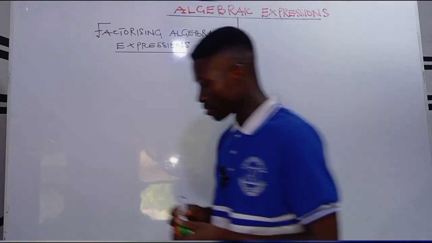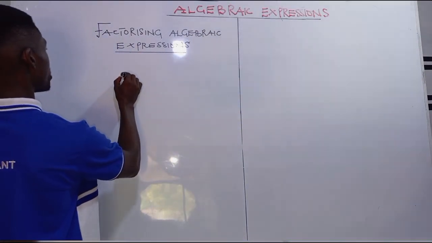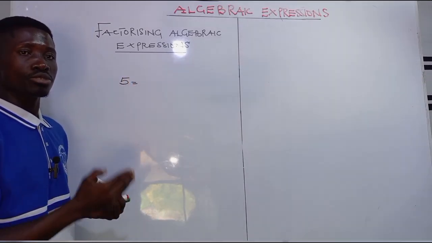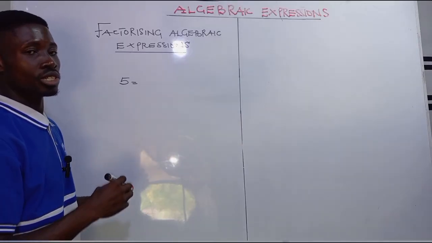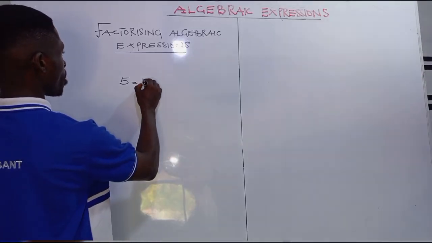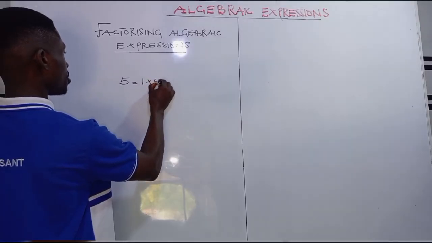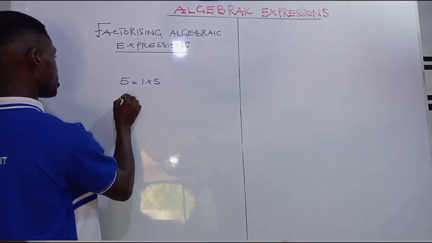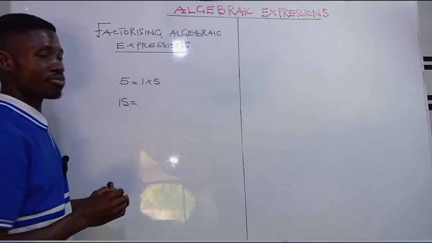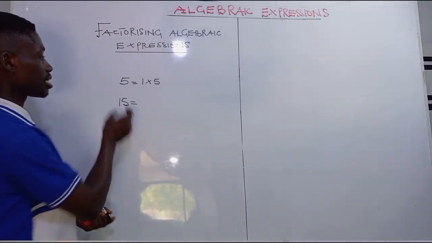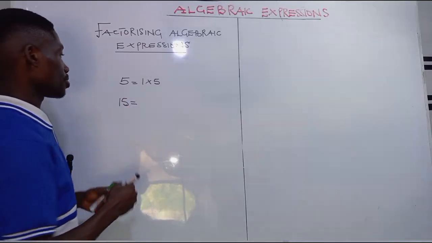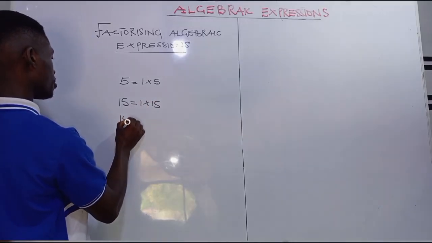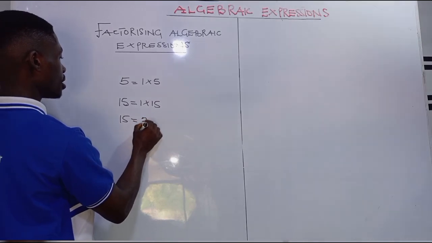So let's take it that you have the number 5, and then we have to factorize 5. This means we have to find the factors of 5. So the factors of 5 are 1 and then 5. So 1 times what? 5. Also, when you have, let's say, 15, and then we have to factorize, this means that we have to break this 15 into its factors. So the factors, you can talk of 1 times 15. You can also talk of 3 times what?